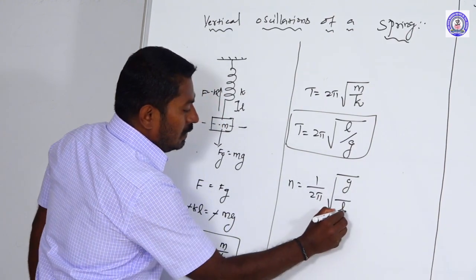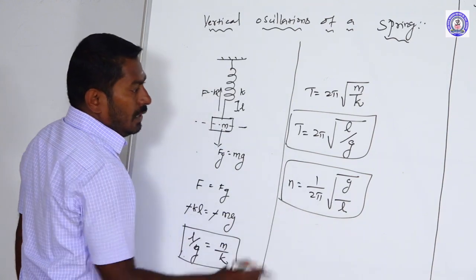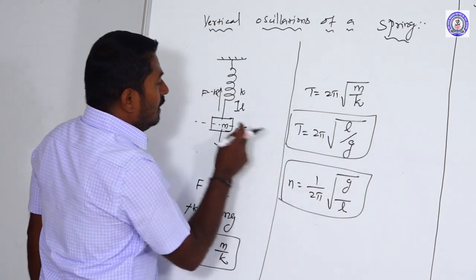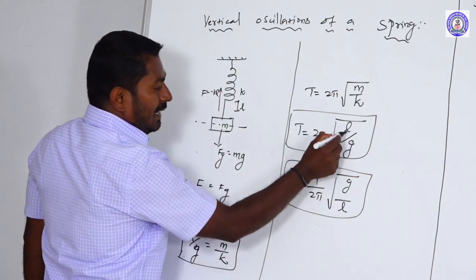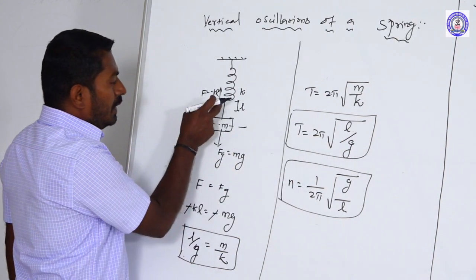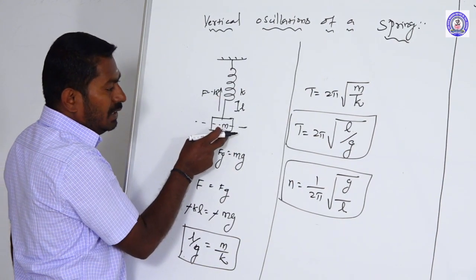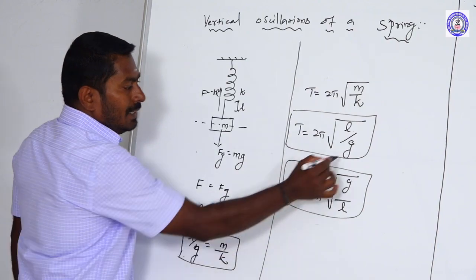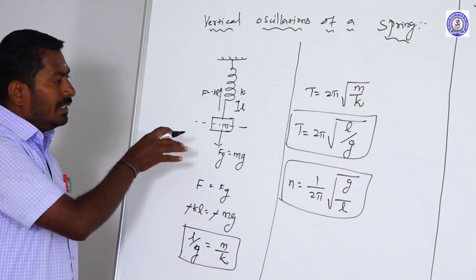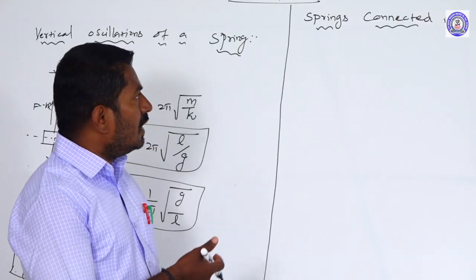Here L is not the original length of the spring. L is the extension produced in the spring after it is loaded with the mass m. That's very important. g is the acceleration due to gravity at a given place. Next, another topic.